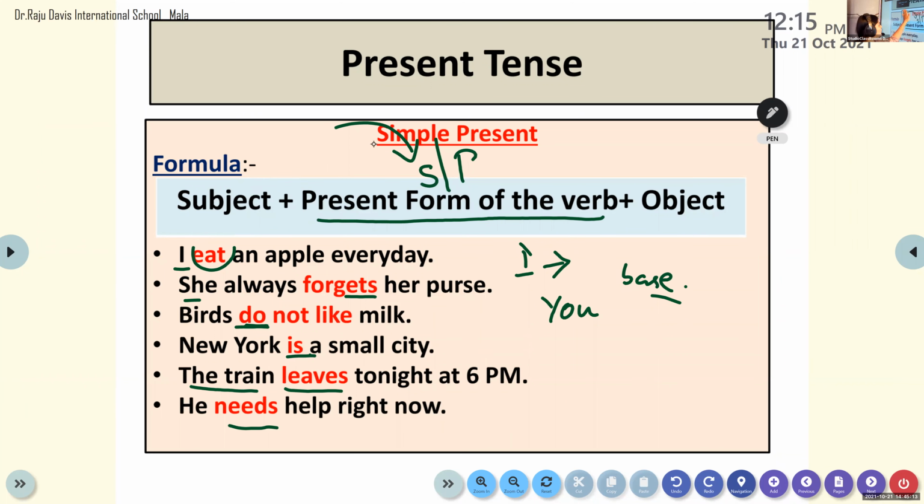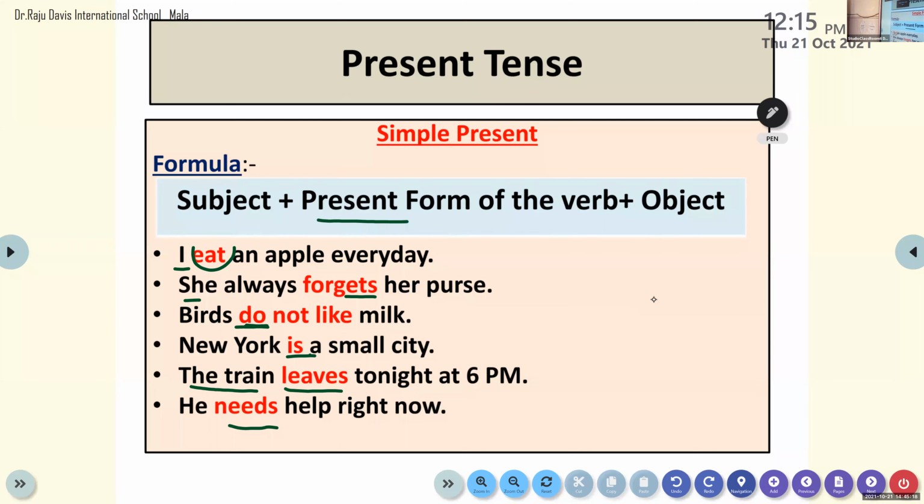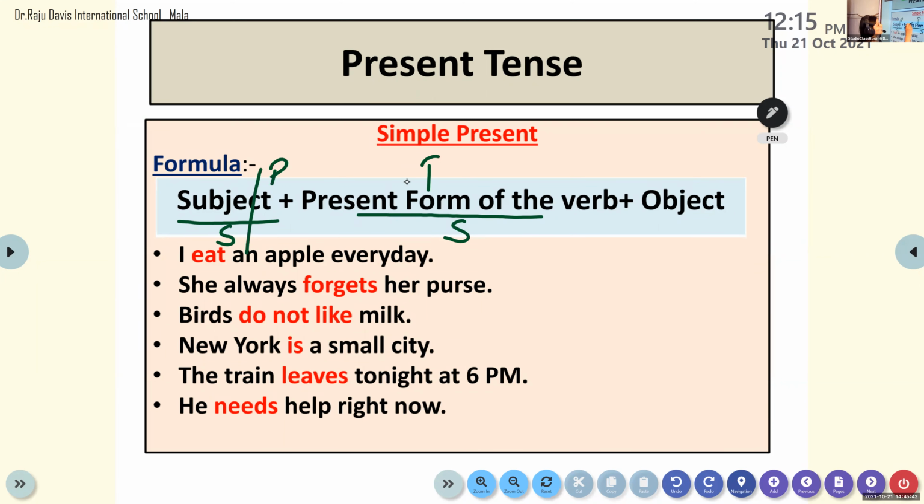Look at the structure, look at the formula, children, and the examples too. Simple present tense. The formula to frame a sentence in simple present tense: subject plus present form of the verb plus object. The present form of the verb can be singular or plural in form; it depends completely upon the subject. If the subject is singular, use a singular present form. If the subject is plural, you can use a plural form of the verb. Okay, clear? Yeah, ma'am. Am I clear?